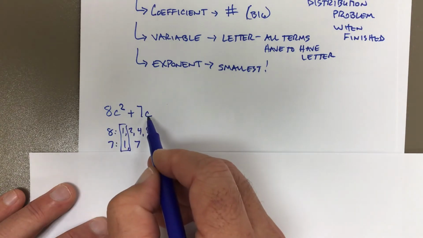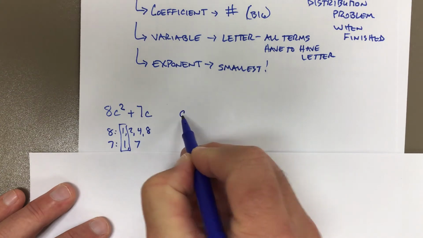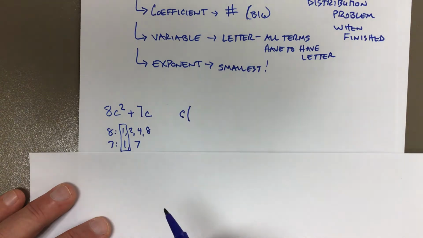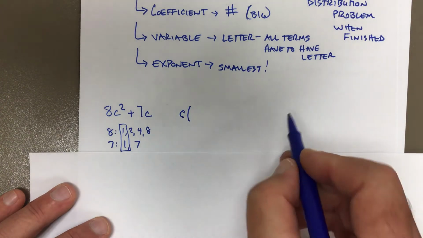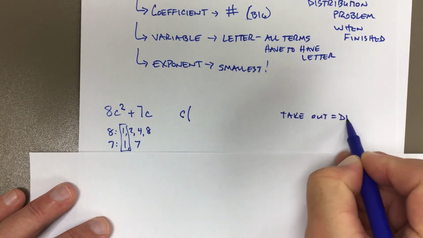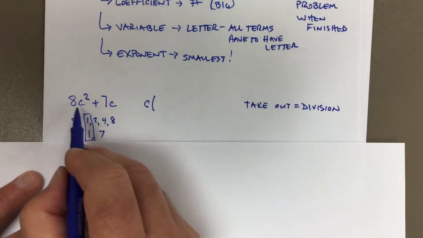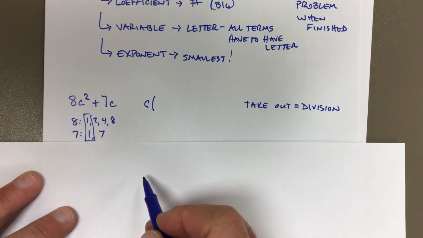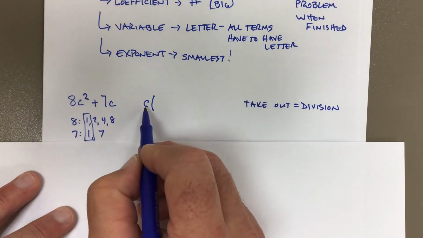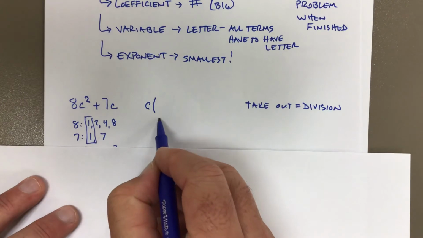Then c squared and c, what do they have in common? They have this 1c. So that means I put the c out here, and I open up my parentheses. And then since I'm taking it out, that means division. Taking out means division. So we're going to divide each one of these terms by c. So 8c squared divided by c is, remember, we just subtract the exponent. So let's take a look at that. Let's write that down here.